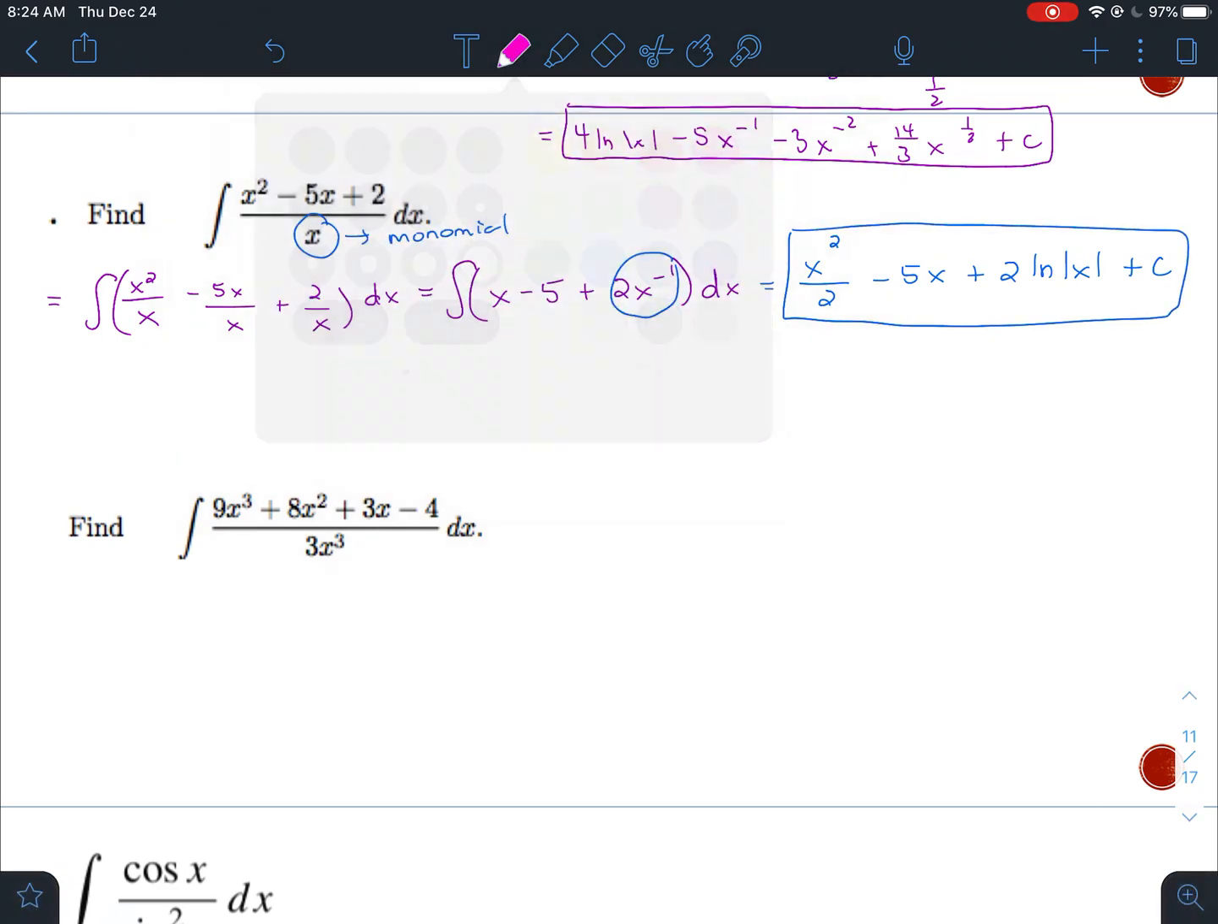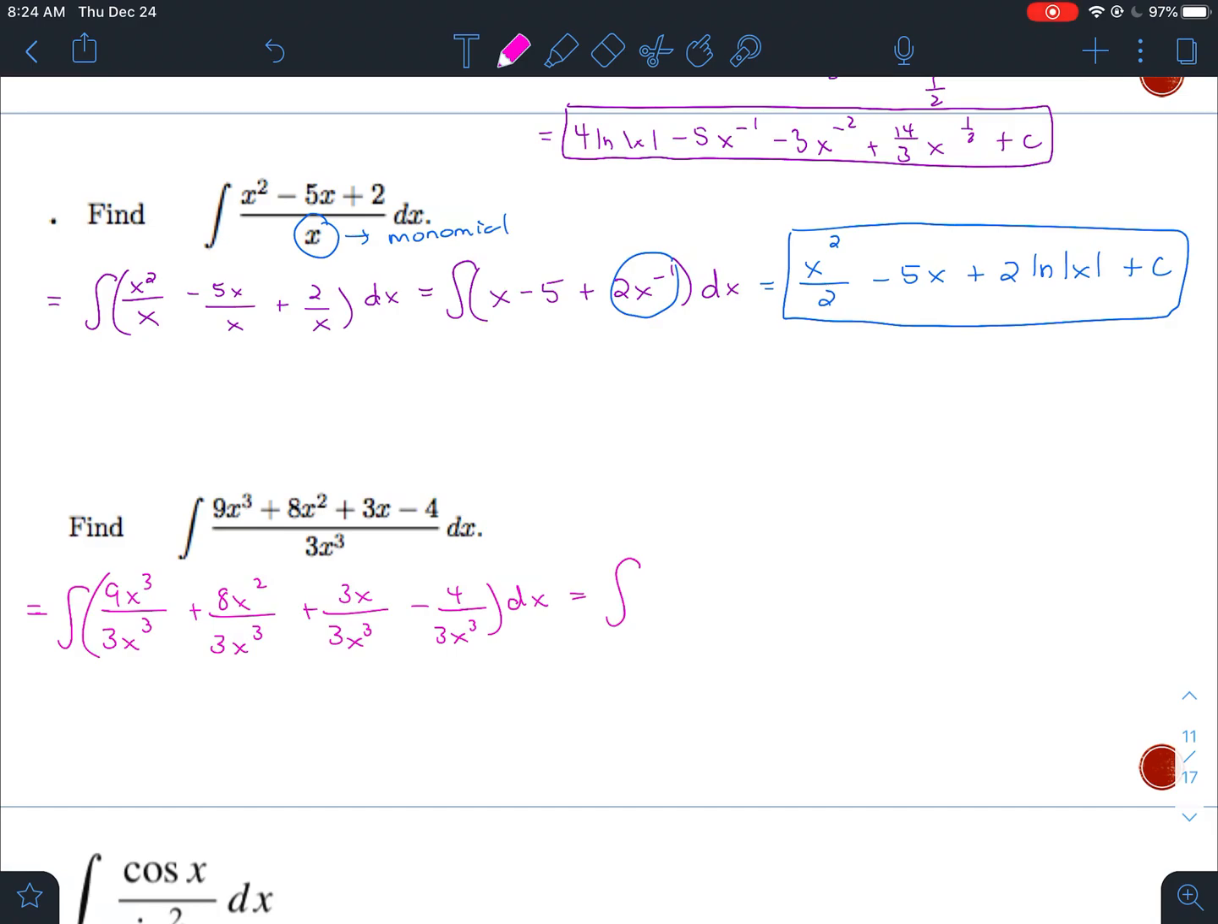Okay, on the next one, again, I'm going to rewrite it as separate fractions. So this is going to be the integral, or the antiderivative, of 9x to the 3rd over 3x to the 3rd plus 8x squared over 3x to the 3rd plus 3x over 3x to the 3rd minus 4 over 3x to the 3rd dx. And now if I rewrite that by simplifying it, I would get 3 plus 8/3 x to the -1 plus x to the -2 minus 4/3 x to the -3 dx.